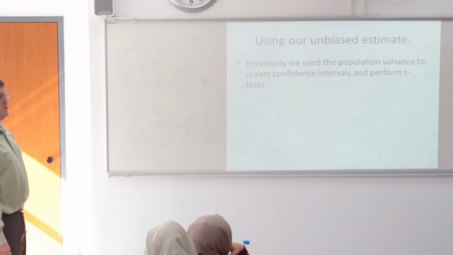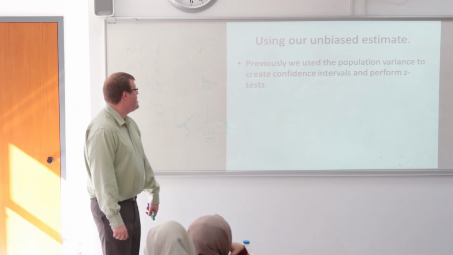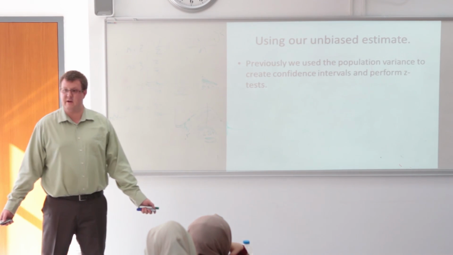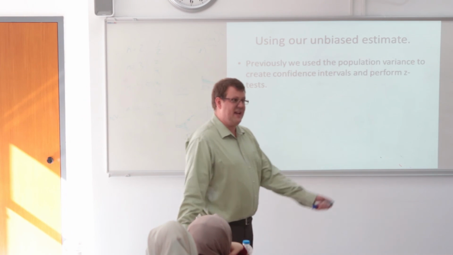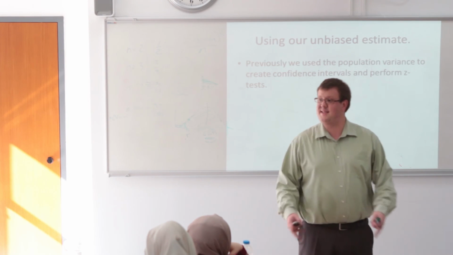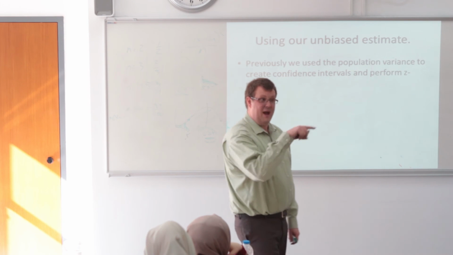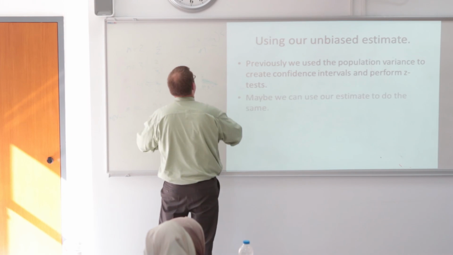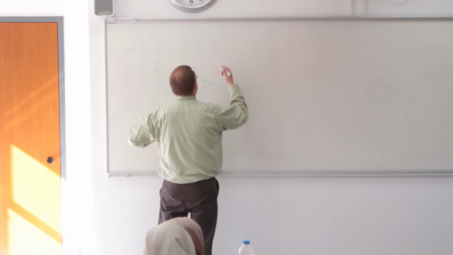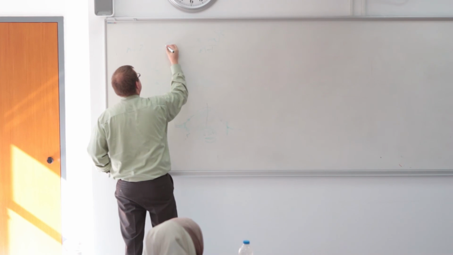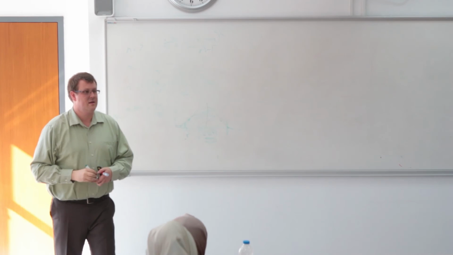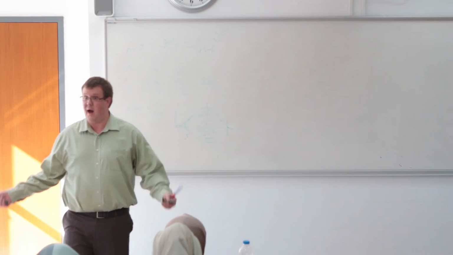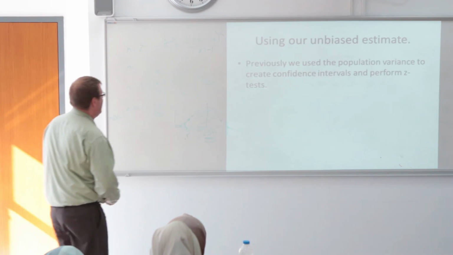All right. So maybe we can use our unbiased estimate now. Previously we used the population variance to create a confidence interval and perform z-tests. If we didn't know what the population variance was, what could we use? What's our best estimate? Our best estimate is the unbiased one, which is s squared times n over n minus 1, or if you just modify this formula, this. That's our best estimate of what the population variance is. Because when we had n instead of n minus 1, we were really biased. That's not a very good estimate. So now we have an unbiased estimate. This is the best estimate that we have.